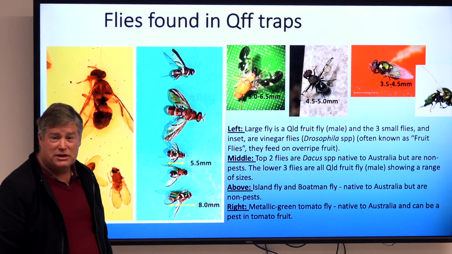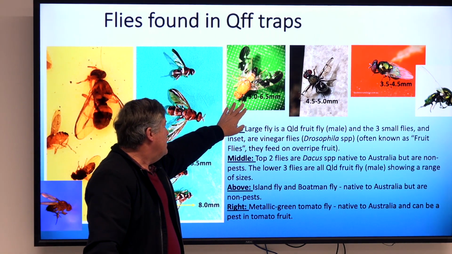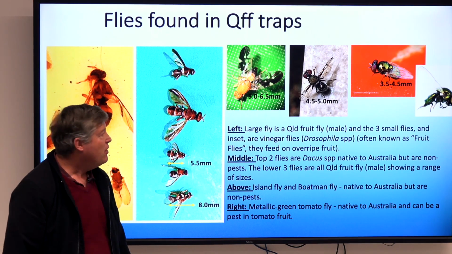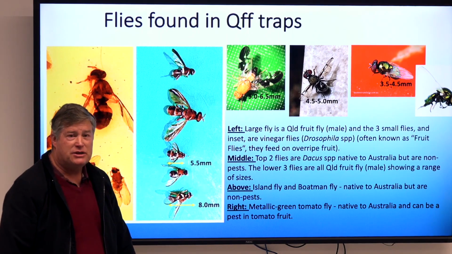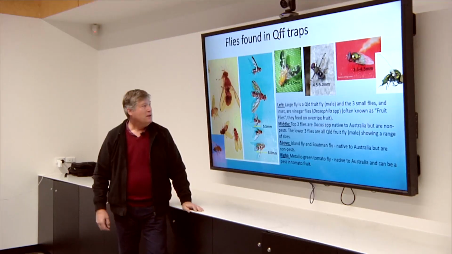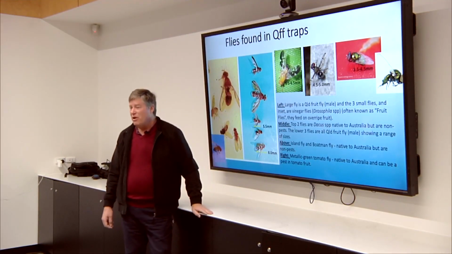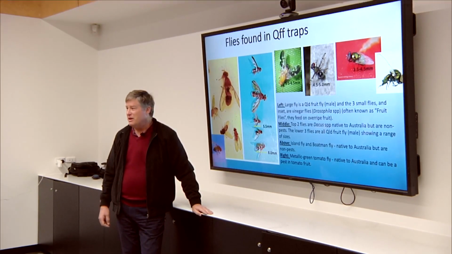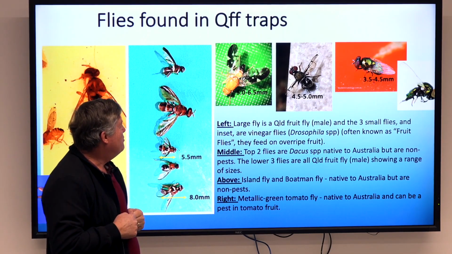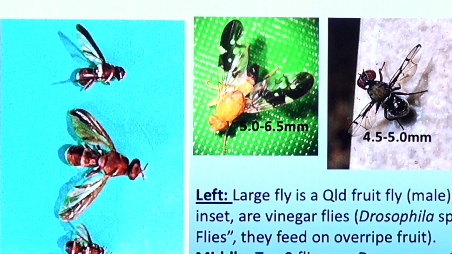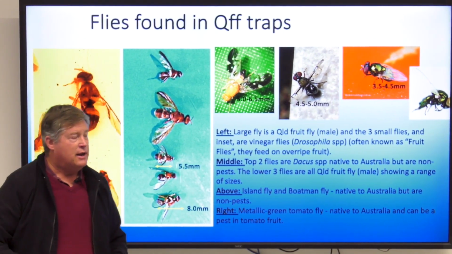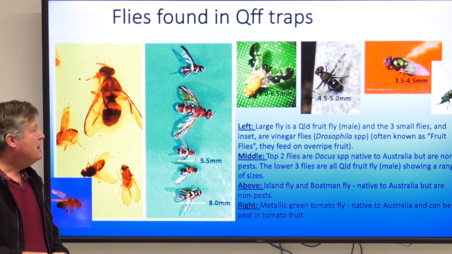And there are a bunch of other flies that sometimes you get. This one has reared its ugly head in South Australia over the years, the island fruit fly. And it generally attacks overripe fruit, so fruit that shouldn't be picked and harvested and packed. This is one of my favourites. That's the boatman fly. When he or she sits on something, he moves his wings like the oars of a boat. So they call him boatman fly. Native insect, non-pest. And the metallic green tomato fly, which does get into green tomatoes.